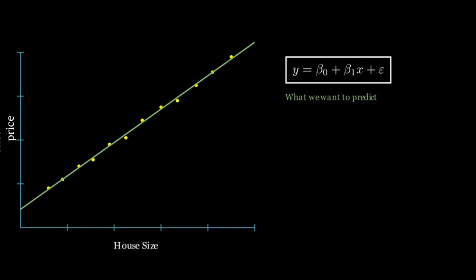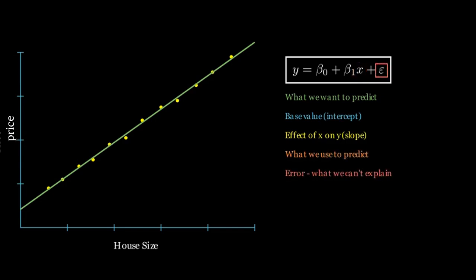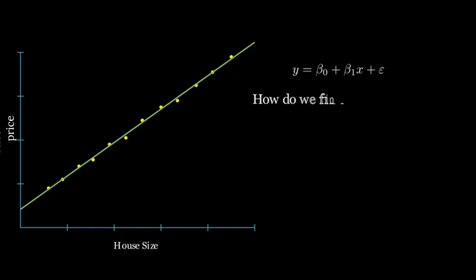Beta 0 is our starting point, where the line begins on the y-axis. Think of it as the base price before we consider the size. Beta 1 is crucial. It tells us how much the price changes for each unit increase in size. If beta 1 is large, price increases rapidly with size. Finally, epsilon represents the error, the part our line couldn't explain. No model is perfect, and epsilon captures what we missed.